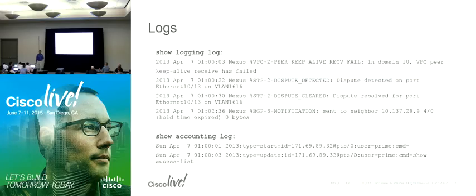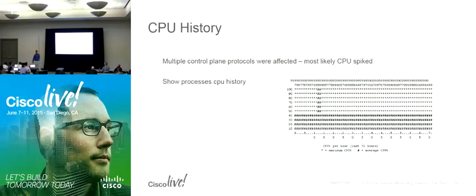CPU, perfect. If the CPU goes high, you would pretty much see all of your control plane traffic affected. Because if the CPU, for some reason, is not functioning the way it's supposed to, you typically see all your control plane protocols flap. So I check show process CPU history, and you see that? You see a spike all the way to 100%.